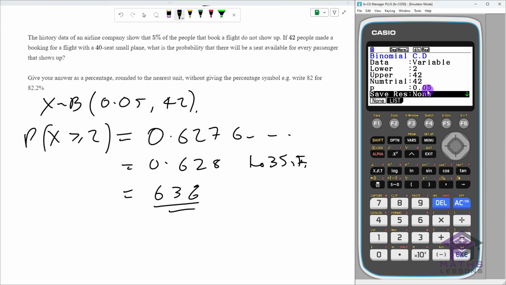So just going back to the workings, our lower value is 2 because we want at least 2 people not to turn up. We can have up to 42 people not turn up and have room on the plane. There are 42 people who had bought tickets. The probability of one of them not turning up is 0.05. And that's how I put this question together. Anyway, that's all the questions I've been asked this week. So this video completes our revision for standard level A&I for this year's exam.